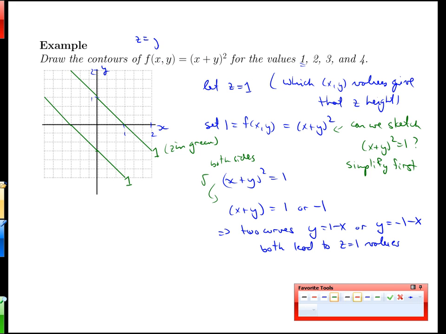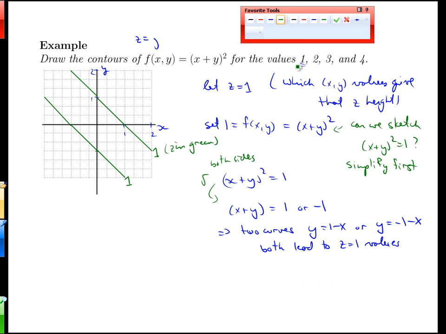All right, so what else can we do with this? Well, we've just started. This is our first example. We've just done all this work, and we have Z equals 1 contours. Turns out to be 2 separate curves, that's fine, but we only looked at 1 value. Let's do this next thing. Let's say let Z equal 2.